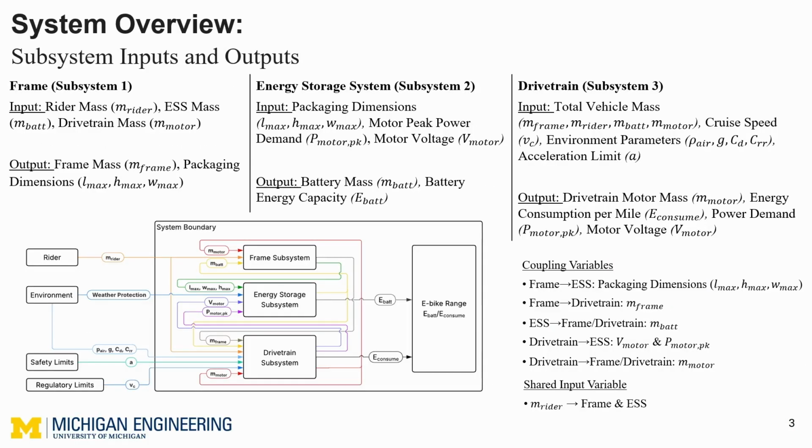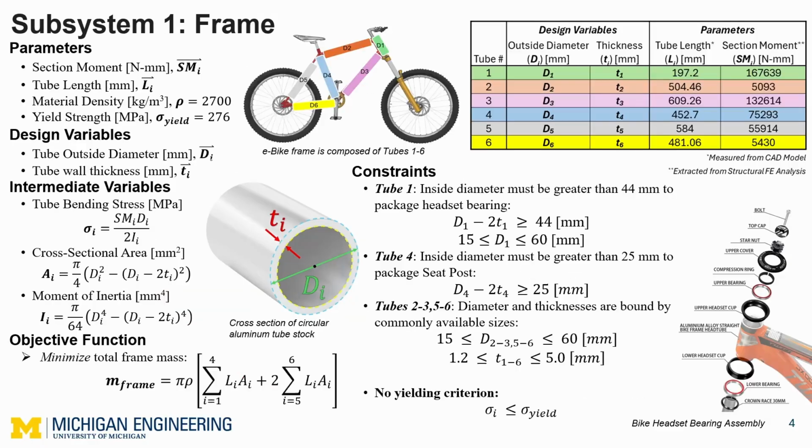For the frame, based on the final design of our model, outputs would be the frame mass and packaging dimensions. For energy storage, the key outputs are battery mass and capacity. Finally, the drivetrain provides the motor mass, voltage, power demand, and energy consumption per mile. The boundary condition of our system is shown in the diagram below. And details for coupling variables among three systems are right next to it and will be described in the following slides.